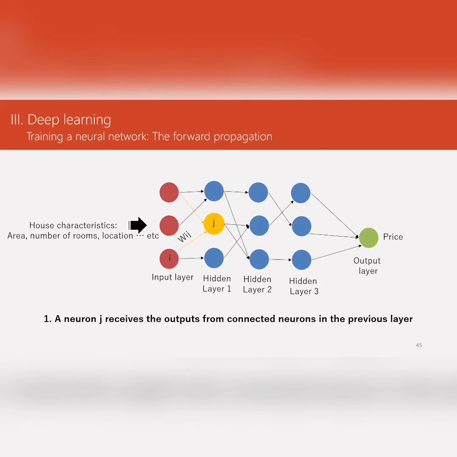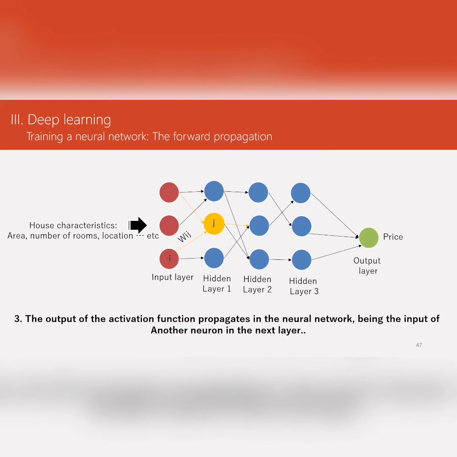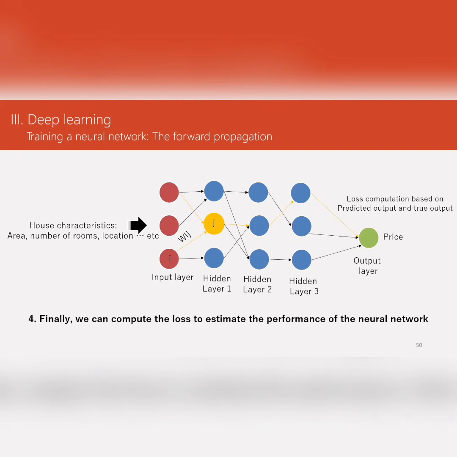So a given neuron receives the outputs of other neurons as inputs. Then it calculates the weighted sum and passes it to an activation function, as I explained previously. And then it outputs the processed data. This processed data continues to propagate forward in the neural network, now as an input of a next connected neuron, and so on, until the output, which is the price, is computed.